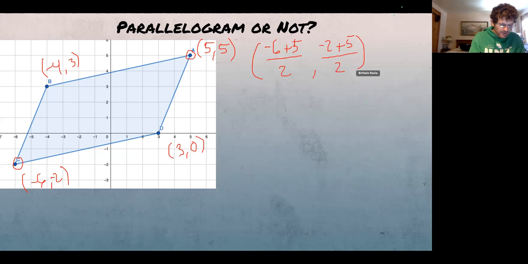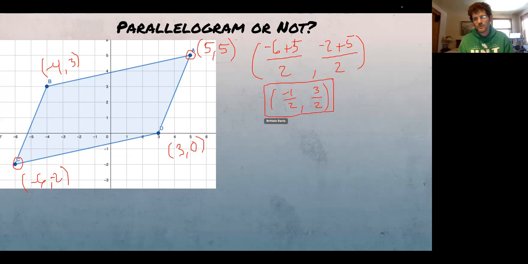All right, let's go ahead and evaluate this. -6 plus 5 is -1. -2 plus 5 is 3. And I think for this one, I'm just going to leave it like that. I'm not going to worry about simplifying the 3 halves or anything. I mean, that is as simple as it can get. I'm not going to rewrite it as a mixed number. So now let me find out where the midpoint is for this one.